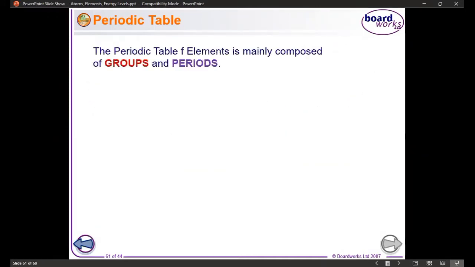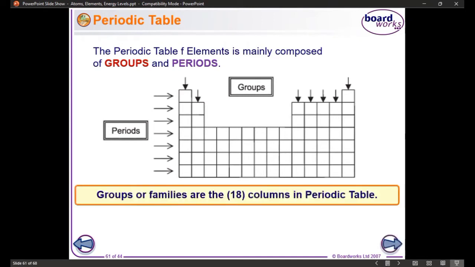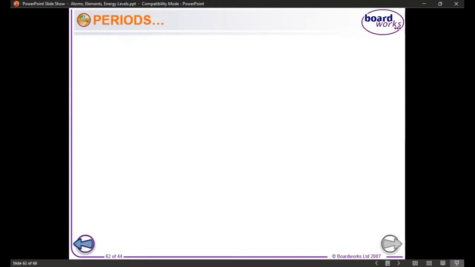The periodic table of elements is mainly composed of two important things: the groups and the periods. Groups or families are the 18 columns in the periodic table, while periods are the 7 horizontal rows in the periodic table. So we are going to differentiate these periods and groups or families.